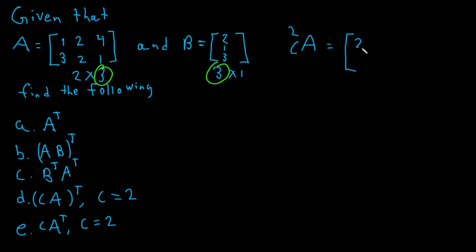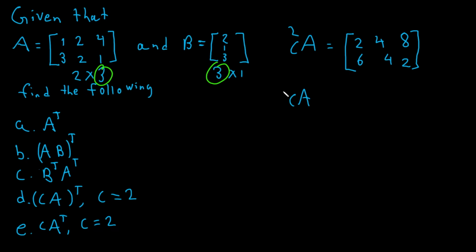2 times 1 is 2, 2 times 2 is 4, 4 times 2 is 8, 2 times 3 is 6, 2 times 2 is 4, 2 times 1 is 2, and this is the resulting matrix of that matrix multiplication right here. Now, the question doesn't ask us for C times A, it asks us for C times A transpose, so we can do that.